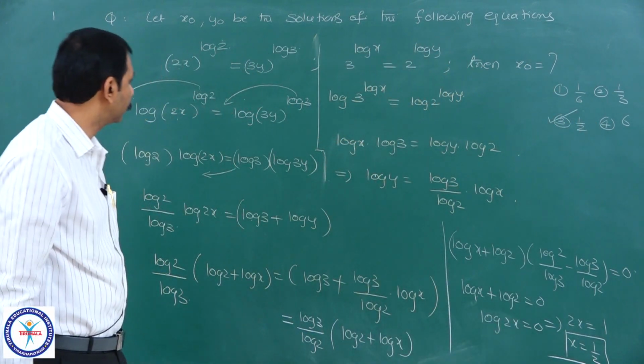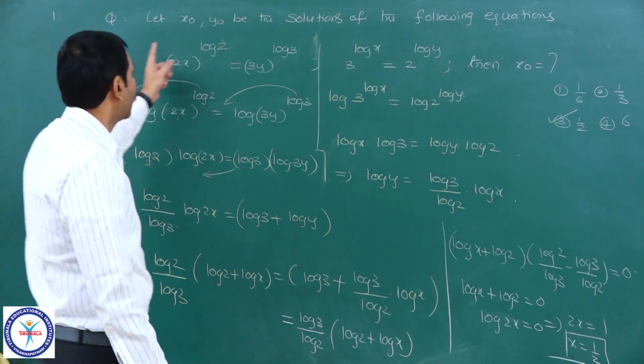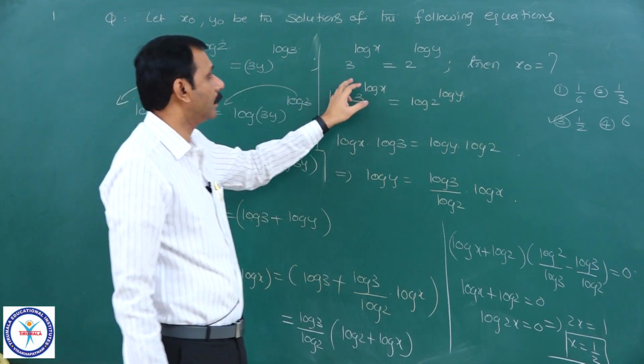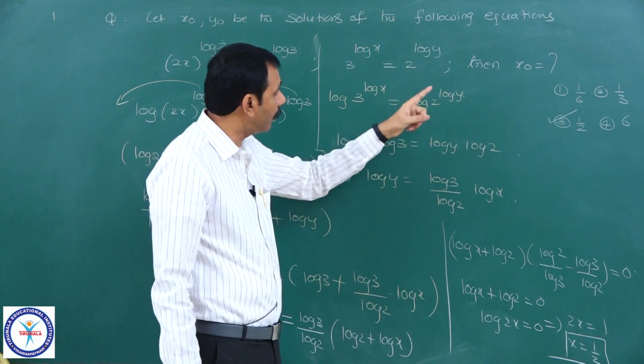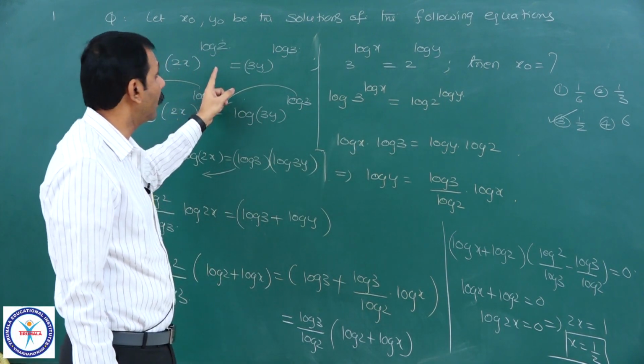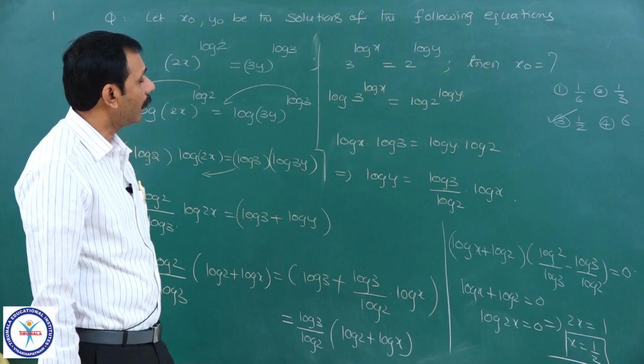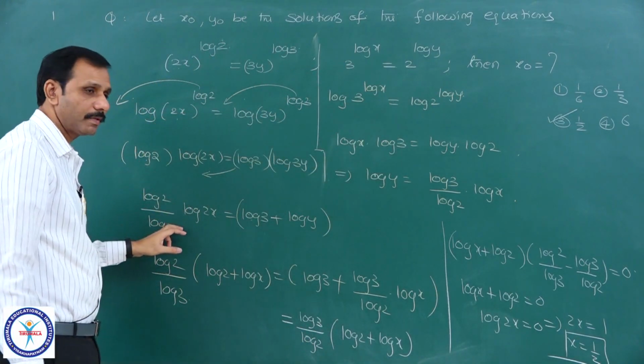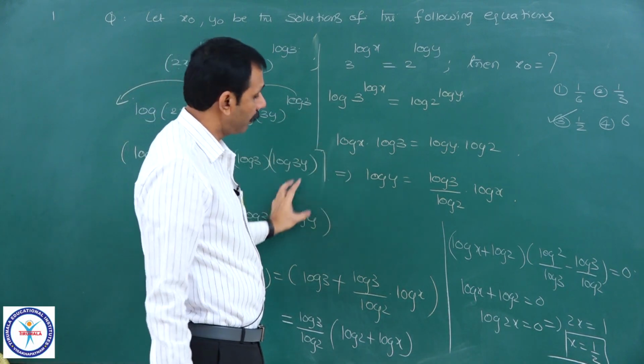Hope you understood. So, what did I do? X naught, y naught are the solutions of the given equations. These two are the equations. Then x naught means the x value from these. Therefore, what did I do? I have eliminated y from these two equations. I have taken logarithms and done the logarithm simplification.